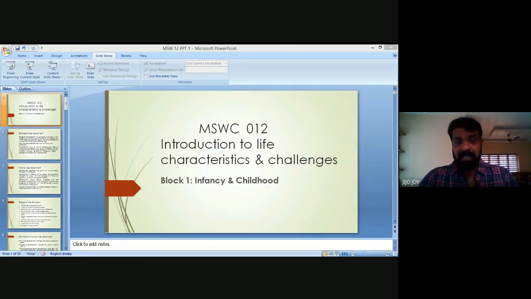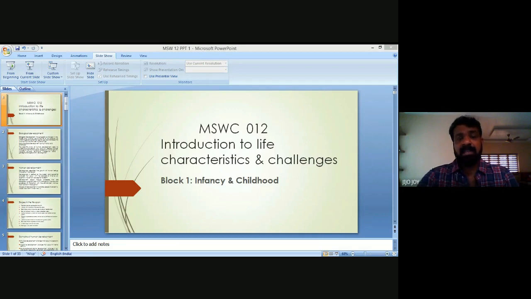Then the sixth stage is puberty or pre-adolescence. It happens from 10 or 12 to 13 or 14 years. These are the ideal years of puberty, which happens for both boys and girls. We will be discussing what happens during that time in coming units.